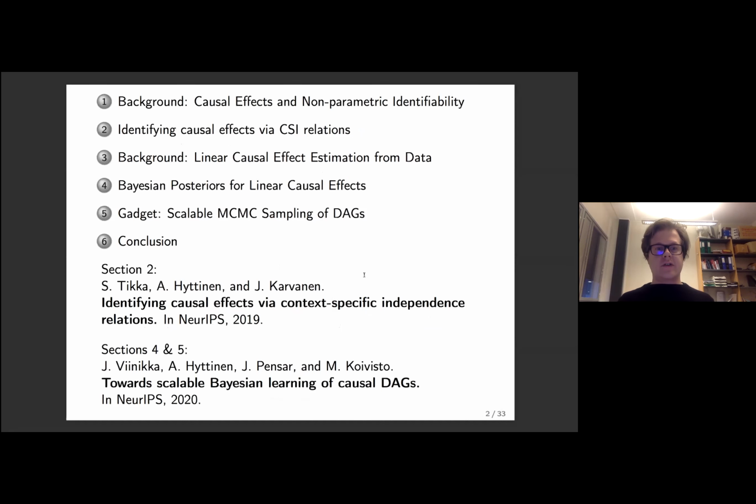So this is the outline of the talk. The talk is based on two NeurIPS papers published last year and this year. The first, in section 2, is about identifying causal effects via context-specific independence relations. And the second one, in sections 4 and 5, is on Bayesian estimation of causal effects. And in particular, Jussi will present our state-of-the-art scalable MCMC sampling approach for DAGs. The remaining sections include background, research, and conclusion.